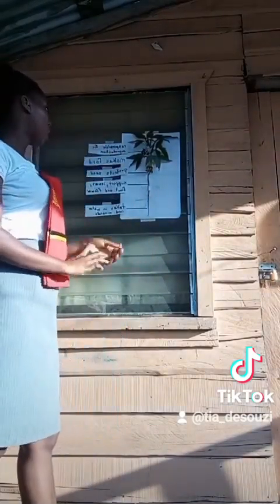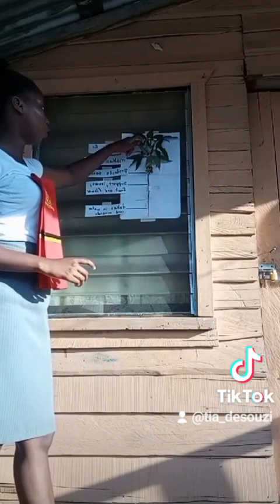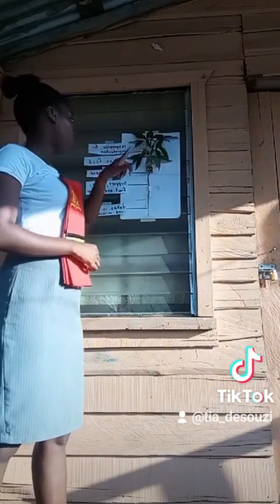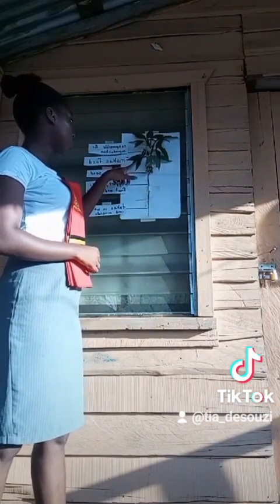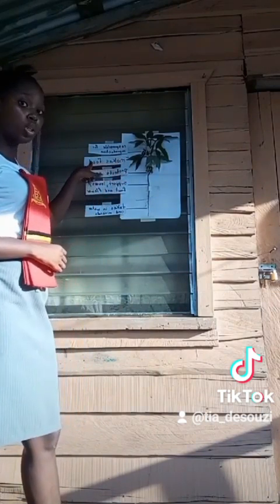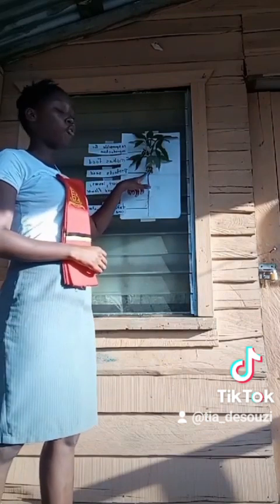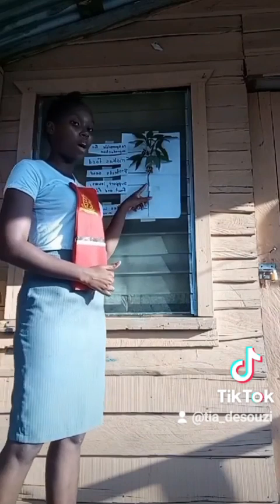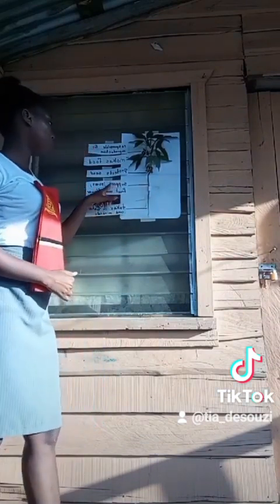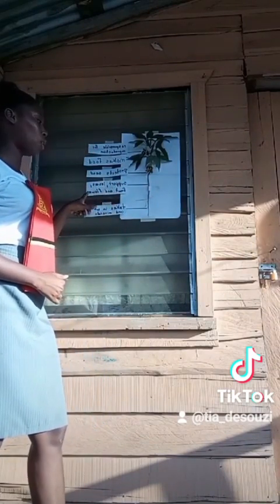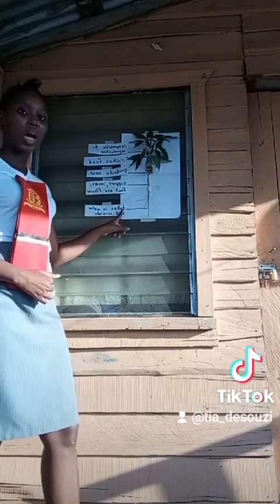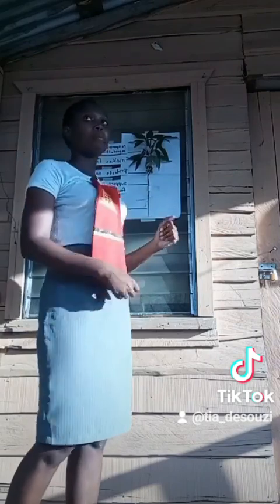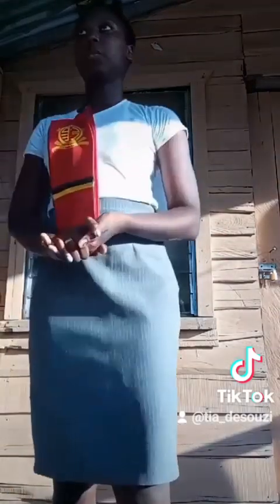So we have the flower. It says it's responsible for reproduction. Next we have our leaves. It says that the leaves make food. Then we have the fruit. It says that this protects the seed. Then we have our stem. This supports the leaves, fruit and the flower. And finally we have our root that takes in water and minerals for the plant.